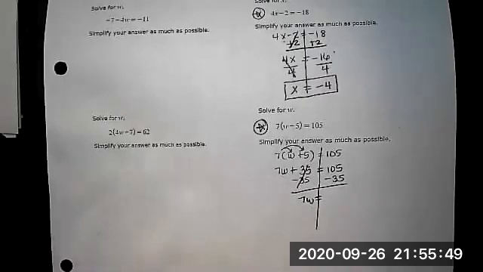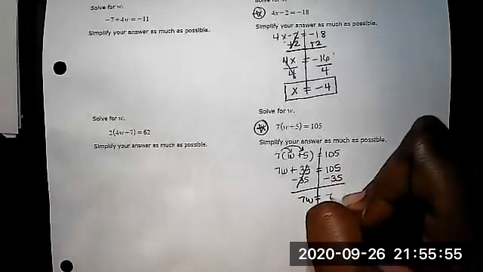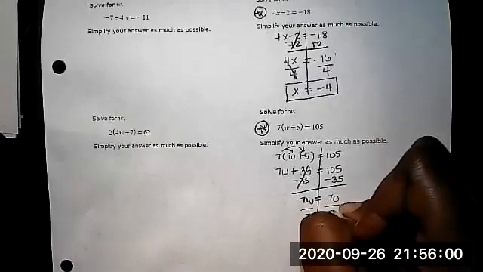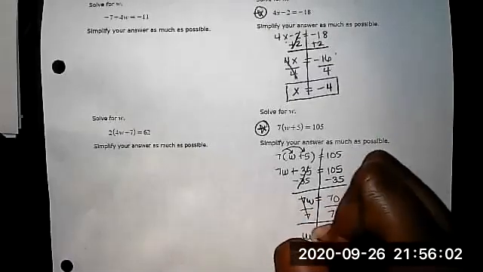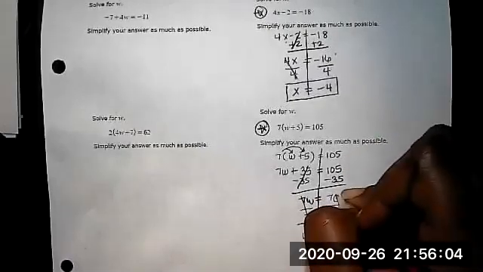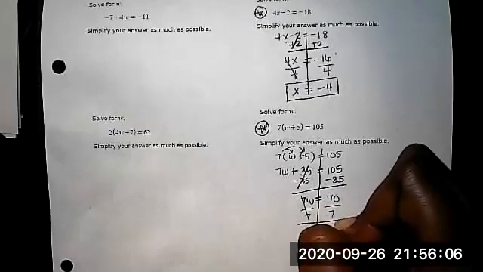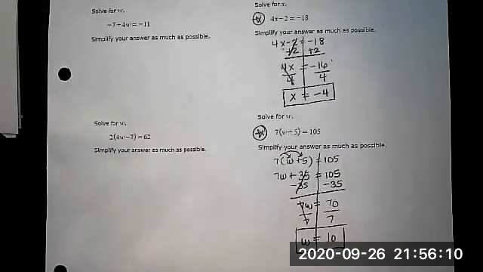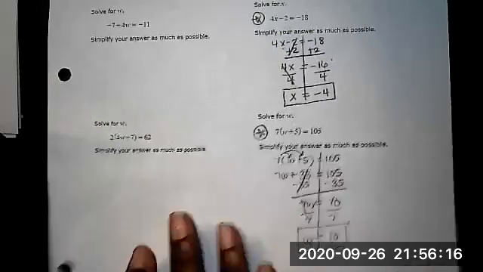105 minus 35 is 70. Yep, 70. And now, in order to get my W by itself, I'm going to divide by 7 on both sides. W will equal 70 divided by 7, that becomes 10. So once your W is by itself, that's your solution on the other side. Not always on the right hand side.